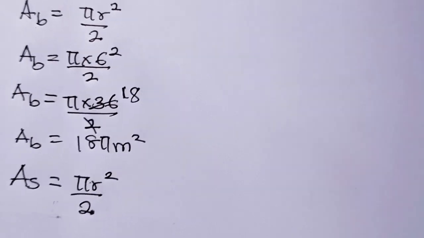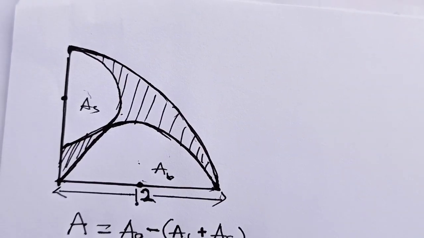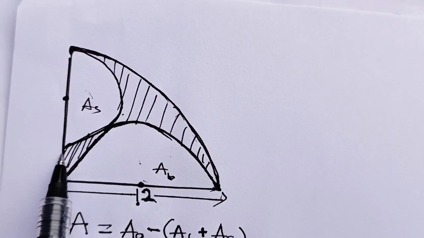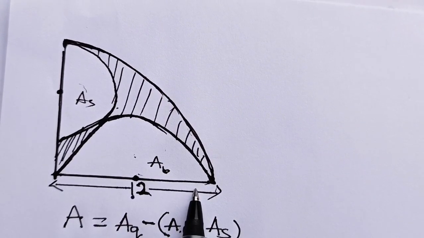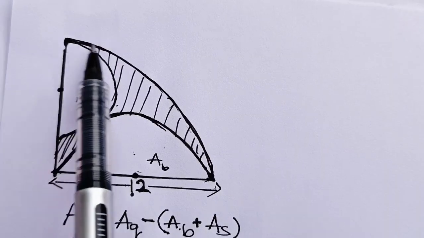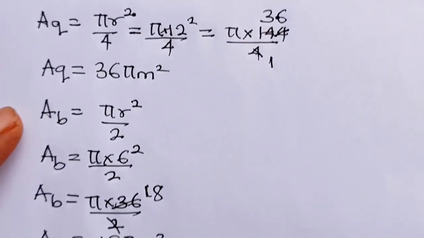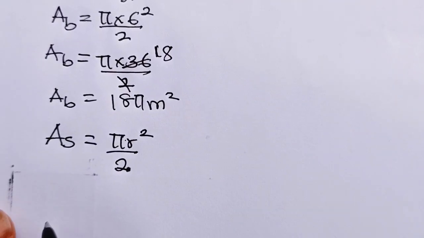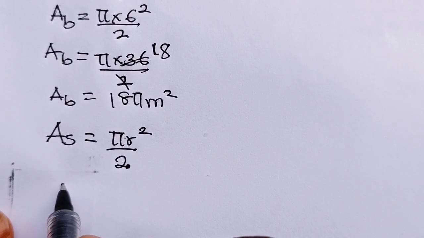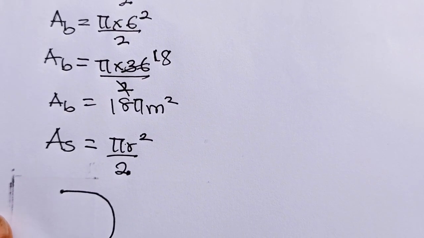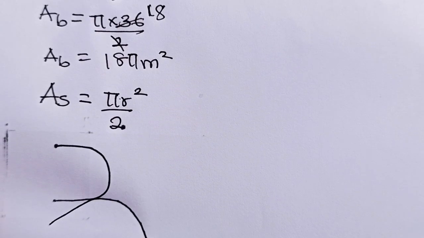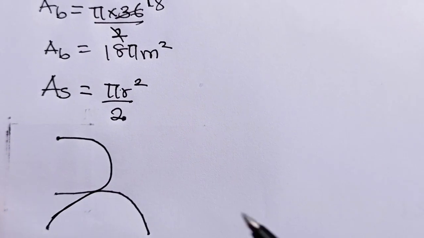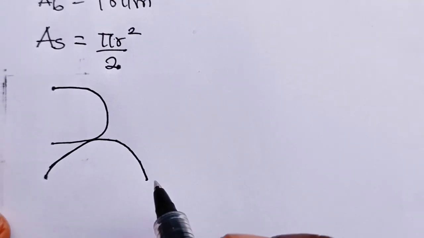Now let's go back to the diagram. This is the smaller circle. The radius is not given, but the radius of this one is given. Now let us draw the two semicircles out. If we draw it out, we have something like this, and something like this.